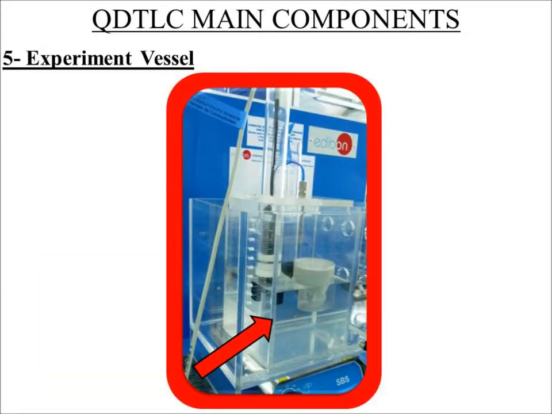Number 5. Experiment vessel. This is the left part of the tank. Here is where the experiment will be performed. The filtering cell, the conductivity cell, the conductivity sensor, and the temperature sensor are located here as well.